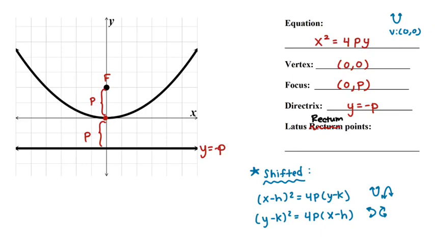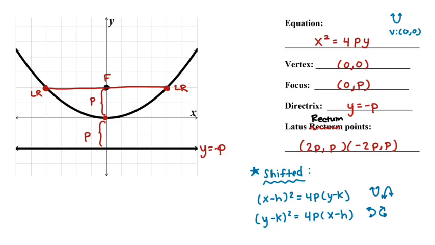Last set of points, the latus rectum. I'm going to talk about that in a minute. That is (2p, p) and (negative 2p, p). So let's draw those into the picture and then talk about what the latus rectum are. They are 2 points that connect with the focal point. They're going to run through the focal point and, in the case of a parabola, parallel to the directrix. So 2 points on our curve that go through the focal point and are parallel to the directrix, these 2 points are the latus rectum points.